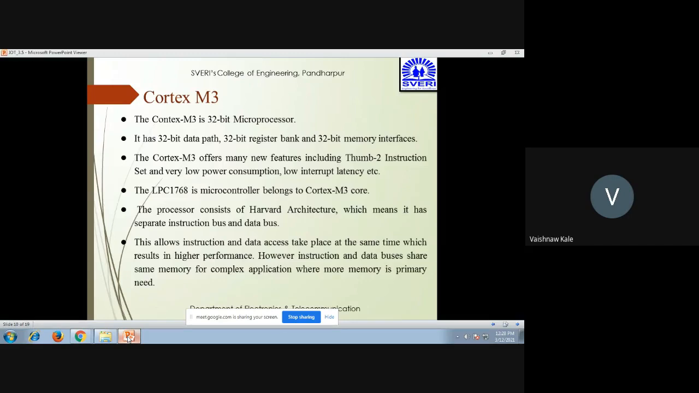Now let us understand this block diagram. The Cortex M3 is a 32-bit microprocessor. It has a 32-bit data path, 32-bit register bank, and 32-bit memory interfaces. The Cortex M3 also offers many new features, including the Thumb-2 instruction set. We have already seen this.